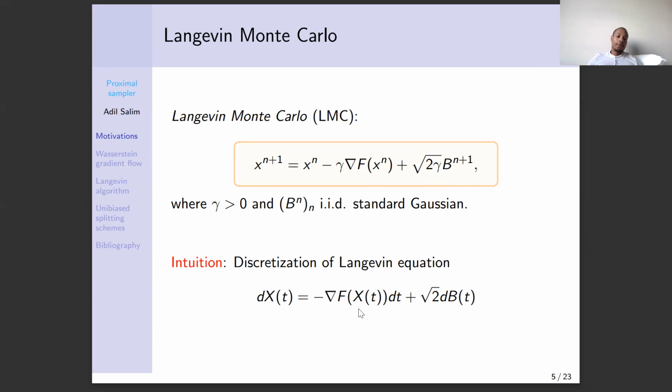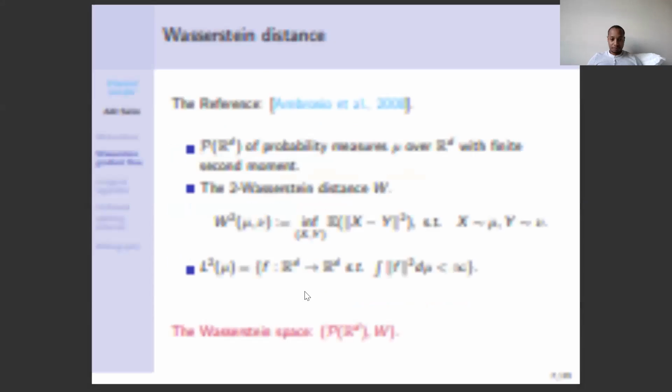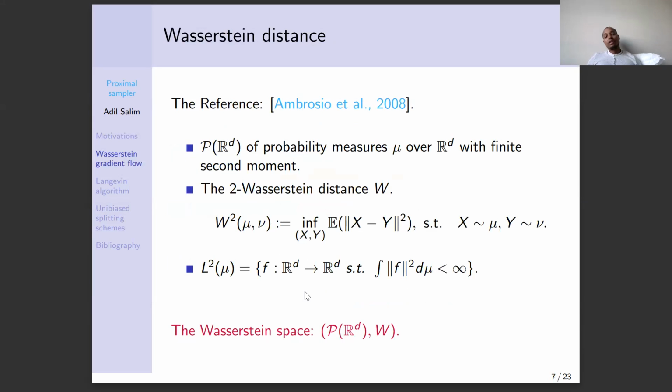We hope that by discretizing, we keep this property, that xn is converging to exponential minus f. Unfortunately, this is not true, but we will go back to this later. For the moment, what I want to do is to study the convergence properties of this Langevin equation, which are well established in the literature. One way to do it is to go through the theory of Wasserstein gradient flows. So what is the Wasserstein gradient flow?